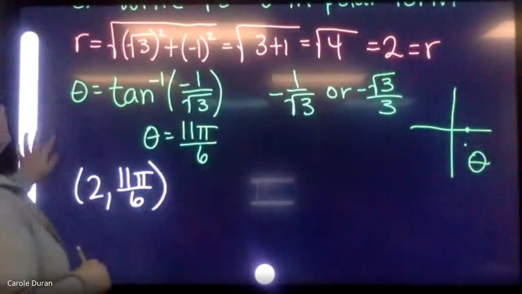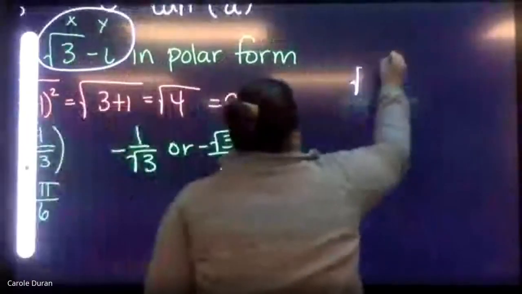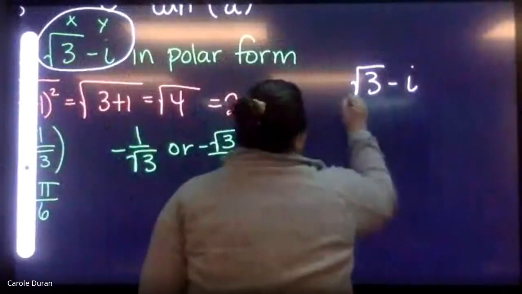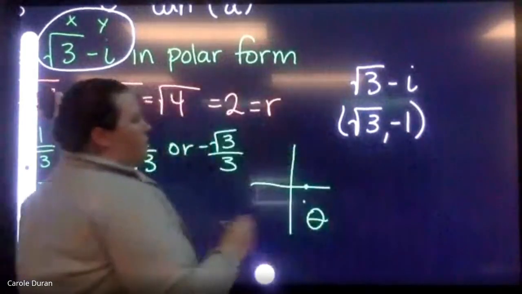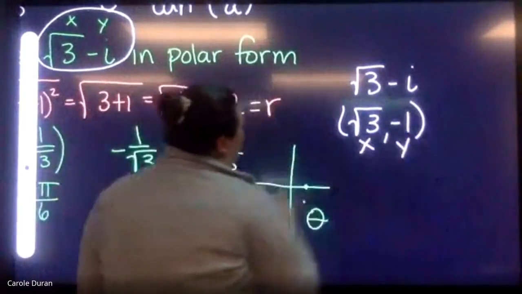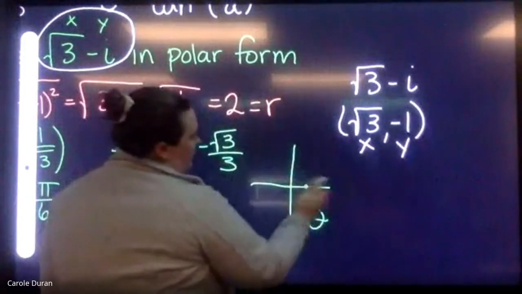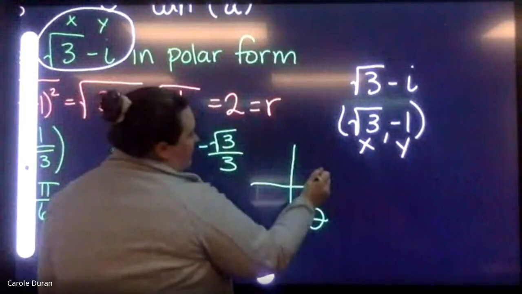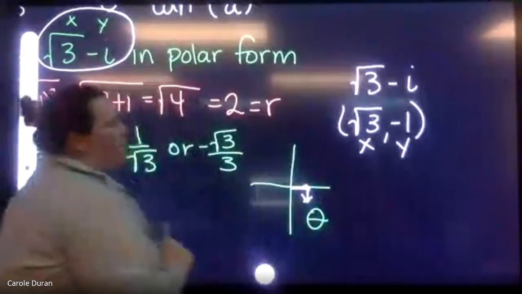Absolutely. So I graphed this point. Remember, we can take any complex number and change it into an xy coordinate. So square root of 3 minus i transforms into the square root of 3, comma -1, where this is my x coordinate and this is my y coordinate. So x is positive square root of 3, which would have been somewhere over here. And then -1 would have been down. Okay. Puts it in quadrant 4.